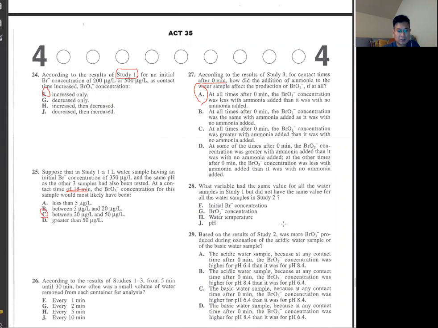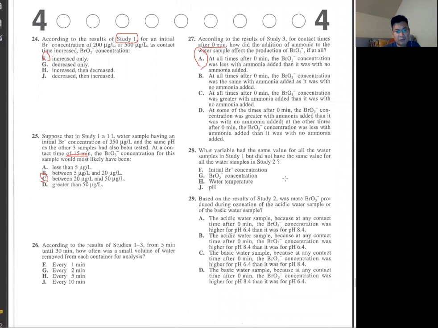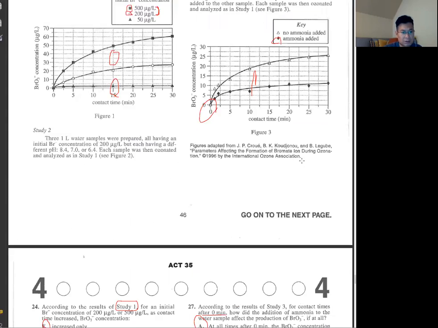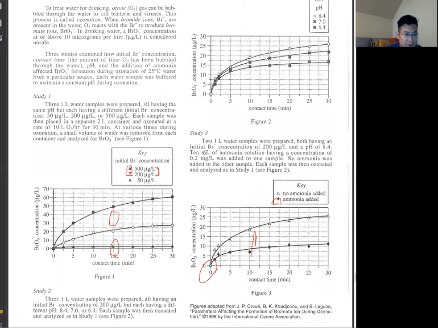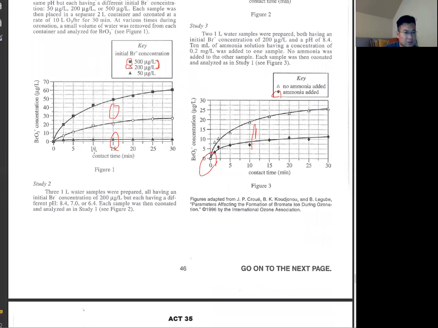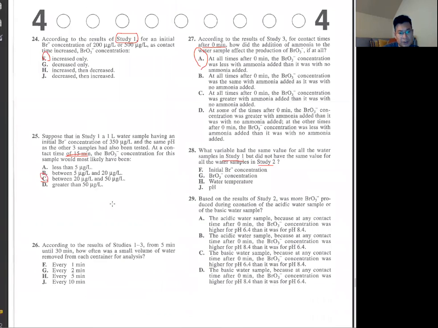And then 28, it says what variable had the same value for all the water samples in study 1, but did not have the same value for all the water samples in study 2. So study 1 and study 2, we're comparing these two. In this case, you have to read through a little bit. Anything you can find from study 1, read through, nothing really different you can see. But then study 2, as soon as you read the third line, it says having a different pH. Oh, bingo, right there. So pH is J.